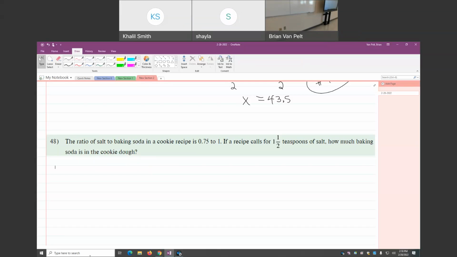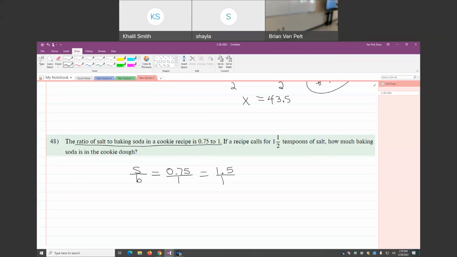Anybody think they got it? They give you the ratio. So they tell you that the ratio of salt to baking soda is 0.75 to 1. So they tell you that salt, baking soda, 0.75. I think it's better to put in 1.5 teaspoons of salt.